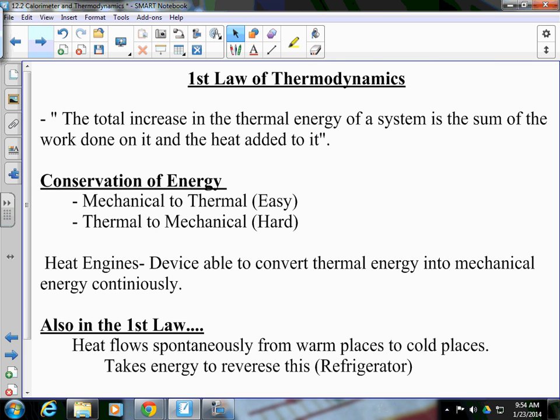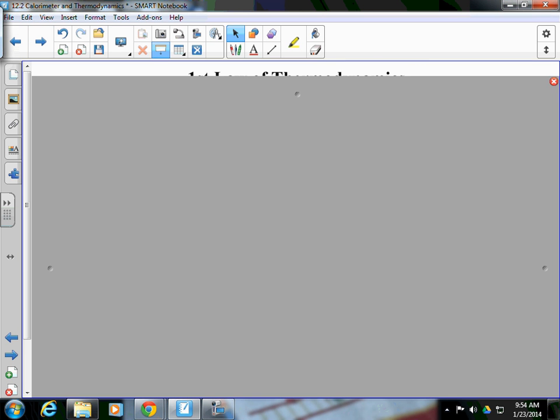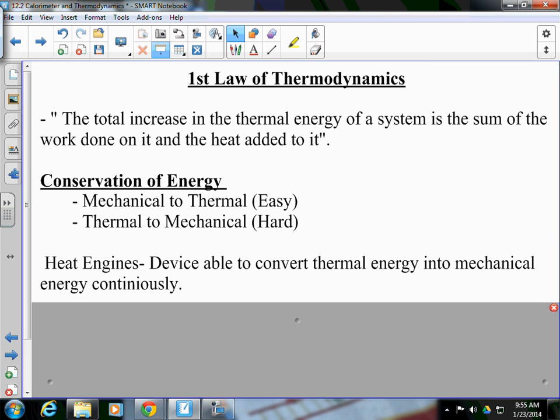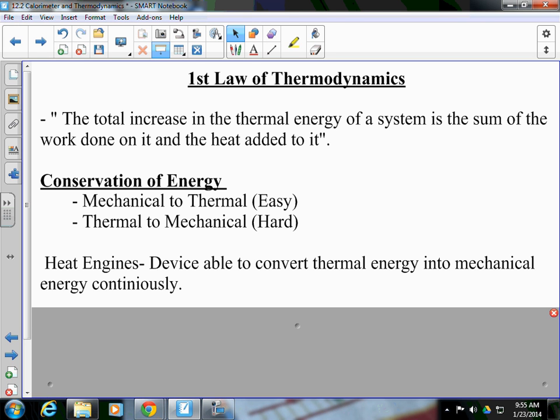The last couple things that we have to talk about is the laws of thermodynamics. There are 3 laws of thermodynamics. First one, the total increase of thermal energy of a system is the sum of the work done on it and the heat added to it. Essentially, if you take an upper level physics course or chemistry course and you have to study thermodynamics, you're going to have to study the work and heat put into a system, and that's the total increase of thermal energy, is the heat and work done on the system.